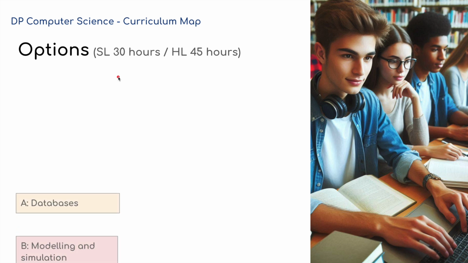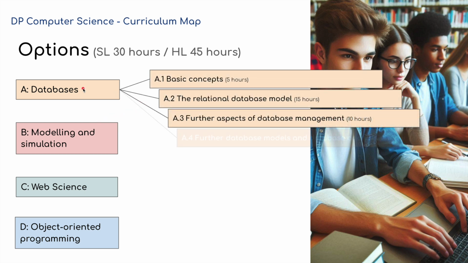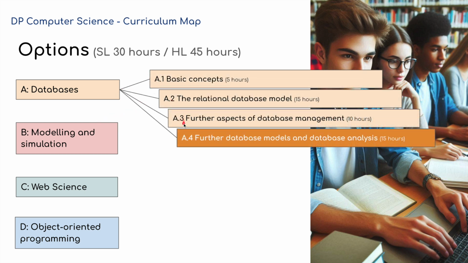The options, we've got databases, we've got modeling and simulation, we've got web science, and we've got object-oriented programming, 30 hours for standard level, 45 hours for the higher level. And if we look at databases, broken into three parts, but a fourth part, you can see there the extra 15 hours if you are doing higher level. Okay, basic concepts, the relational database model, further aspects of database management, further database models and database analysis.